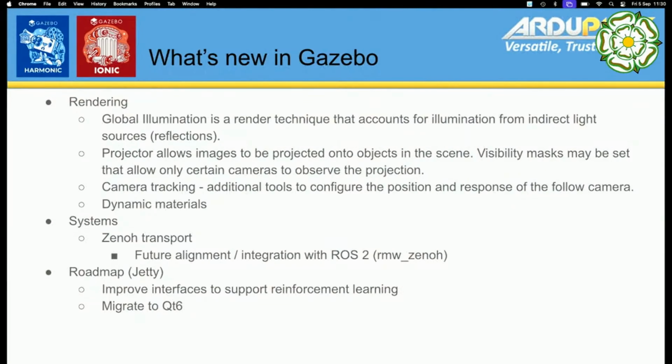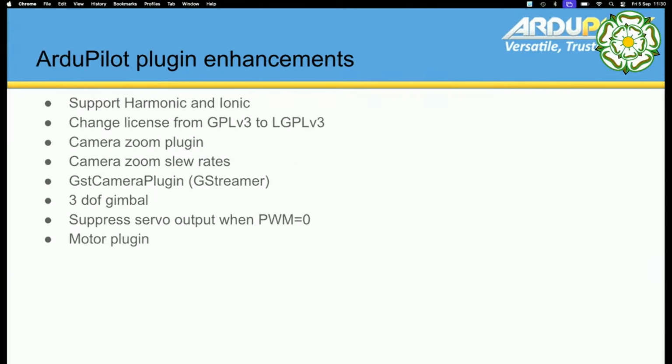One thing they are looking to do is to change their transport from a custom implementation to using Zenoh. And I think that's part of future alignment with ROS, and that may be something we're interested in looking at in ArduPilot in the future as well. We currently use DDS. There's been some discussion about using Zenoh, but we're not there yet. And then their next version, which is coming out fairly soon, they're focused on making it easier to use Gazebo for reinforcement learning. And that's important for some of the industrial modeling they're doing.